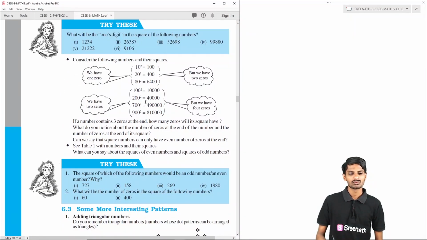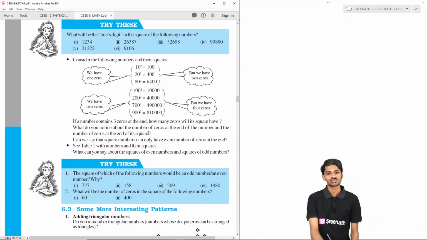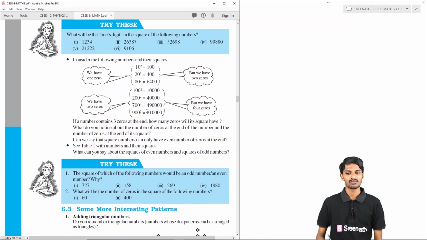So now observe these squares. Here 10 square equal to 100, 20 square 400, 60 square 3600. So if we see here, in these numbers we are having 1 zero, but in the right hand side there are 2 zeros, and here there are 2 zeros, and here we are having 4 zeros. Suppose if a number contains 3 zeros, how many zeros will its square have? So obviously it is 6 zeros, students. Okay, so what do you notice about the number of zeros at the end of the number and the number of zeros at the end of its square number?